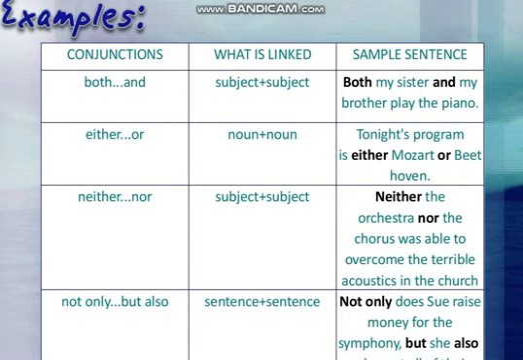Same, not only...but also, here they are also joining two sentences. Not only does Sue raise money for the symphony, but she also ushers at all their concerts. So here you can see that not only and but also appear in pairs, and they are joining two sentences here. So these are the examples of correlative conjunctions.